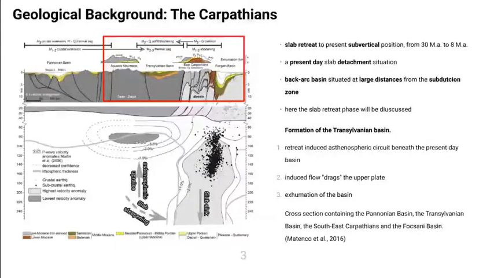The slab retreat is linked to the formation of the Transylvanian Basin. The retreat of the slab induced an asthenospheric circuit beneath the present-day basin. This induced circuit or flow dragged the upper plate, forming the preliminary basin structure, which was filled up by sediments. The final stage was the exhumation of the basin. After that, the basin took up its present-day form.